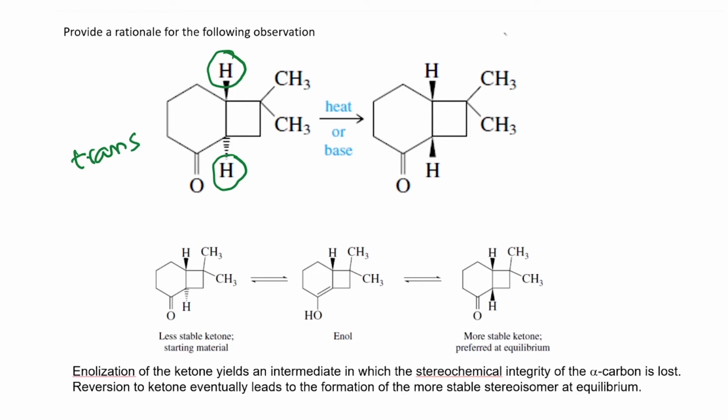Now, you can do the same thing after adding a base. The base will pick up this proton and form the enolate. And the enolate, when it gives you back the ketone, is going to give you the more stable ketone as shown here. Okay. So enolization of the ketone yields an intermediate in which the stereochemical integrity is lost. This is exactly the way we would have suggested it. However, the difference here is that when you have a choice between an extremely stable and an unstable stereoisomer, it eventually leads to the formation of the more stable stereoisomer at equilibrium.